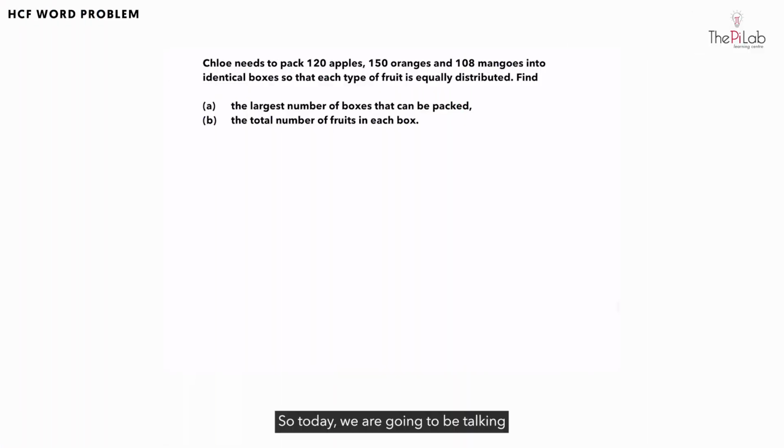So today we're going to be talking about word problems involving the HCF. Now, can anyone tell me what HCF stands for? Yes, HCF stands for the highest common factor. So what do we have in this question over here?